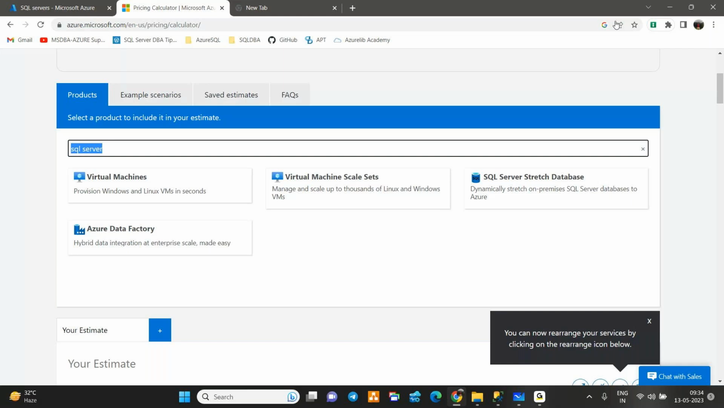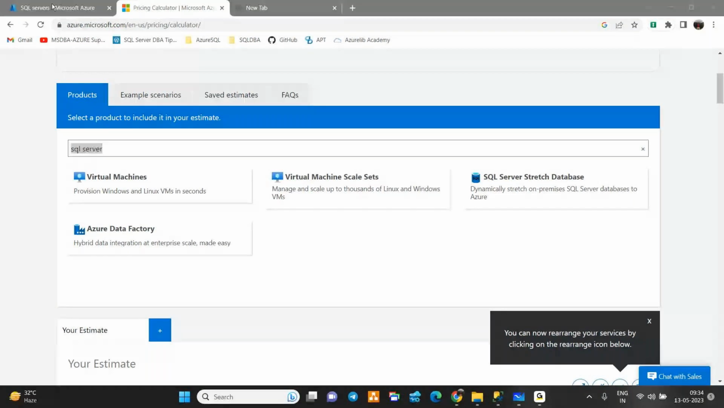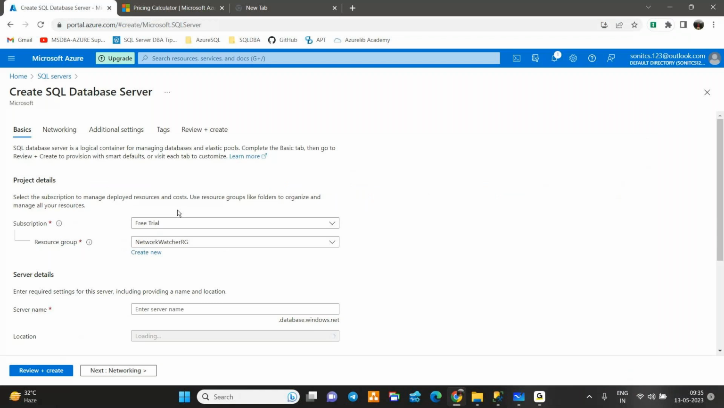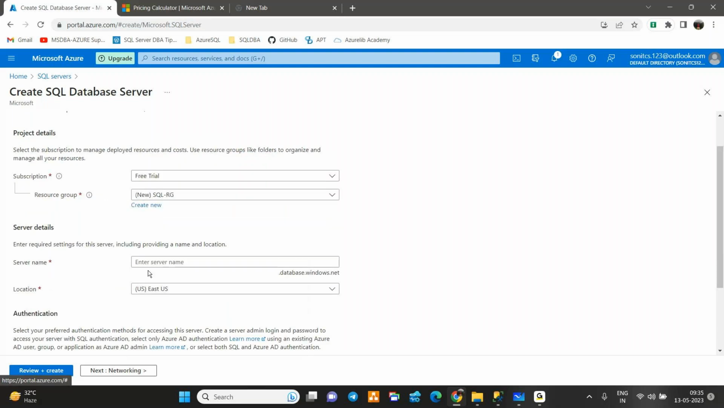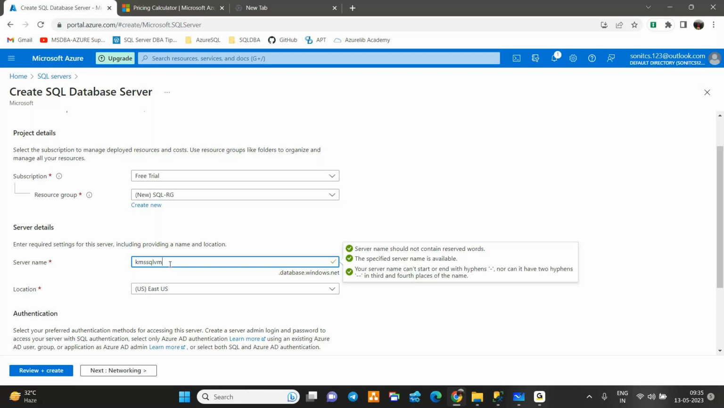Now let's go for creation, sir. Again, same concept. You need to choose your subscription and your resource group. Let's create one resource group, SQL-RG, and let's create the server called KMS SQL VM. This is my logical server name. It is not a physical server name. You should follow some standards while creating a logical server: don't use spaces, and don't use too many characters.